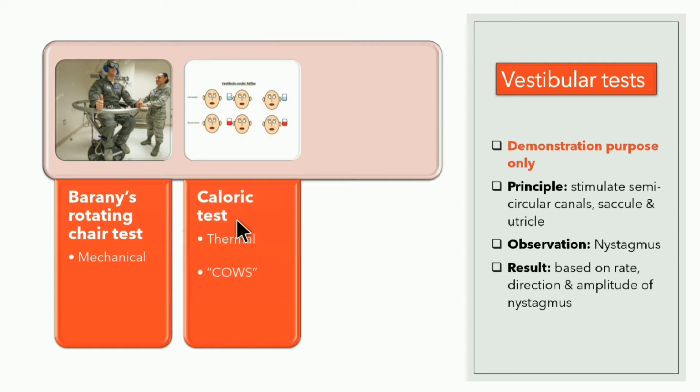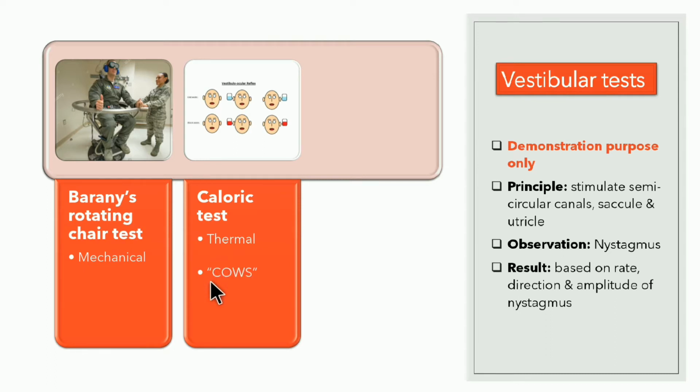Then the second test is known as the caloric test. In the caloric test, we give thermal stimulation of the vestibular apparatus. Here we pour cold or hot saline into the external ear of the patient. So when we pour cold or hot saline, there will be development of nystagmus in the patient's eye. Now, what kind of nystagmus will happen? It will depend upon whether it is a cold saline or hot saline.